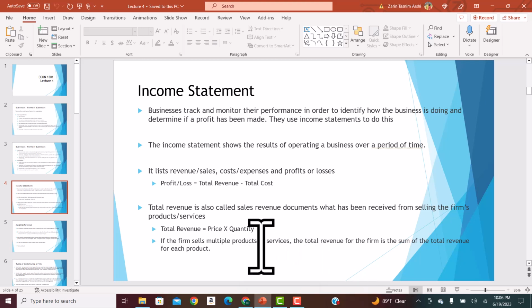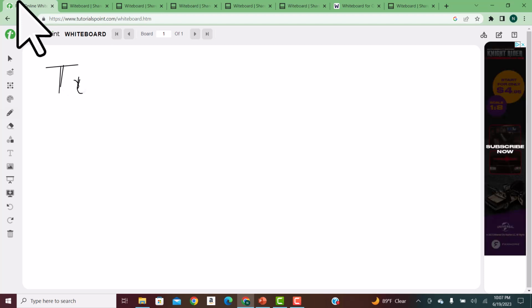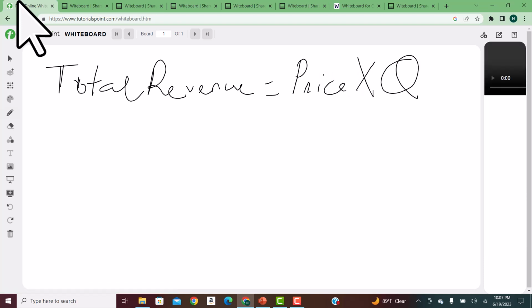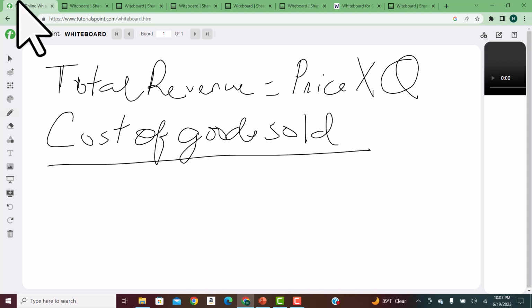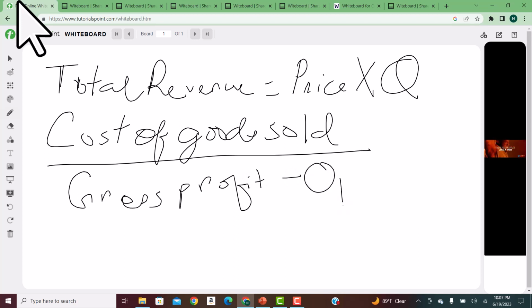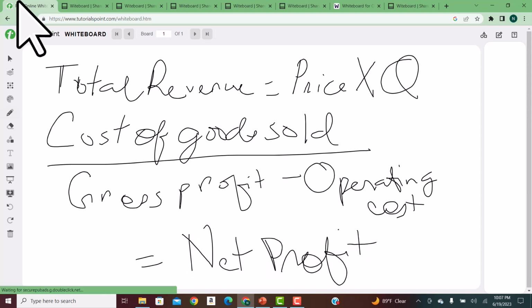So the way we look at an income statement is that we usually will have total revenue on the top. Total revenue is basically your total sales, how much you're selling, and that is calculated as price times the quantity sold. Then you will have the cost of goods sold, let's say the cost to buy the raw materials and the cost of the labor. Those will be subtracted to give you the gross profit. From the gross profit, you will subtract all your operating costs, and then eventually you will get the net profit, or profit. So that is how the income statement is calculated.